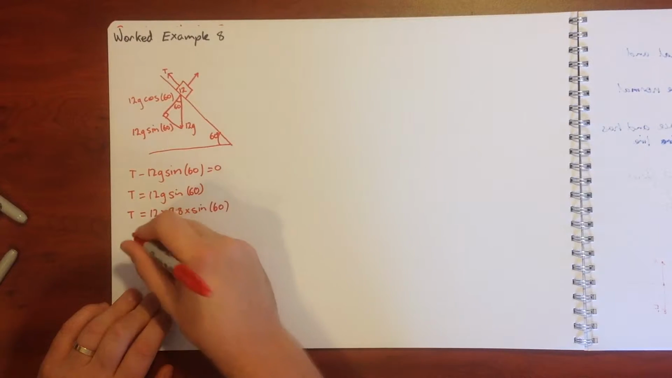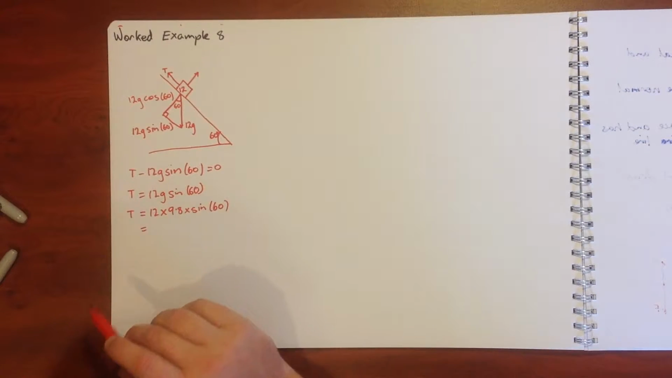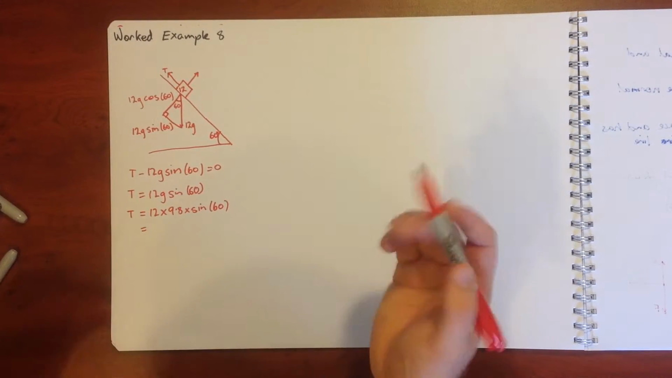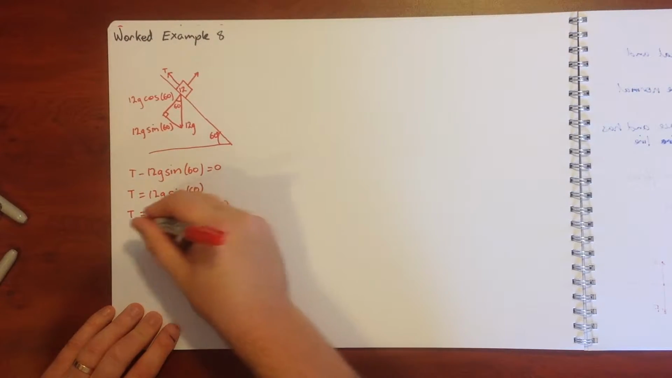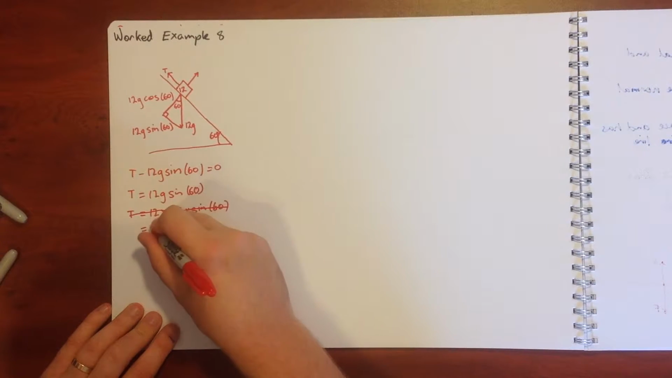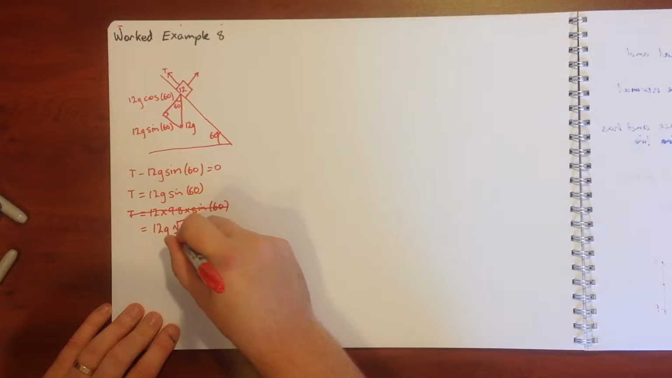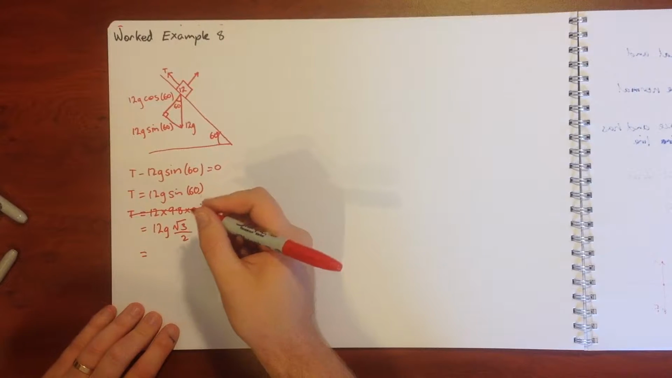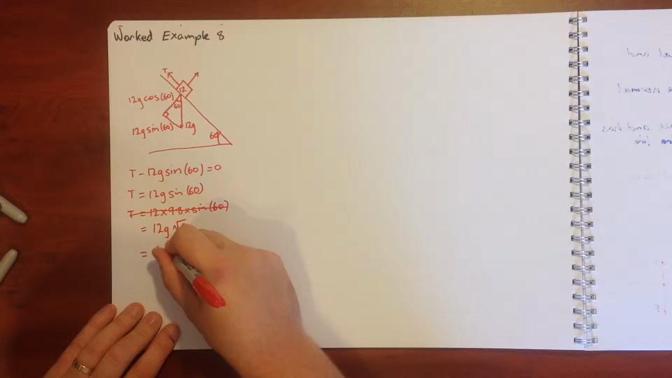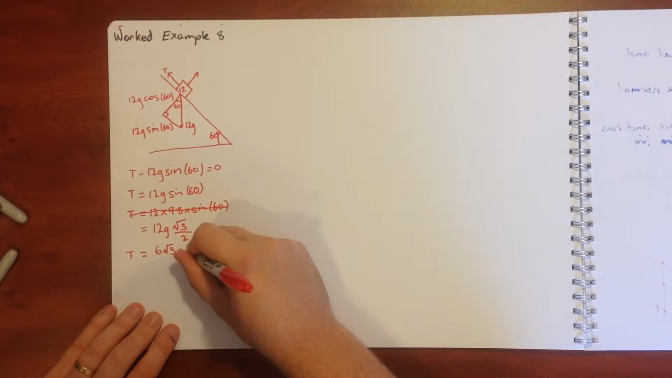For some reason they don't actually put in the 9.8, I'm not sure why. They just leave it in terms of g, which seems bizarre, but anyway, we'll ignore this line. So our tension is equal to 12g sine of 60, and sine of 60 is root 3 on 2. So we get 6 root 3 g newtons for our tension.